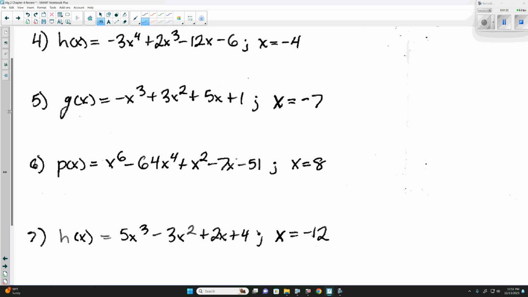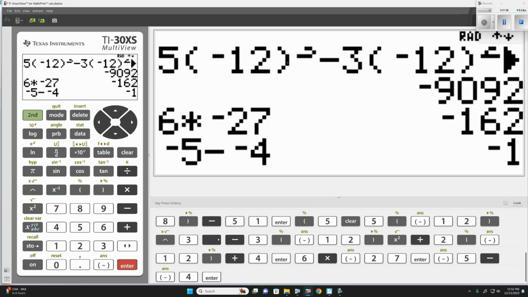4 through 7, evaluate each function for the given value. Which one of these do we want to look at? Number 4, negative 3x to the 4th plus 2x cubed minus 12x minus 6. If we evaluate for a given value, all we're doing is plugging in that value in place of each x and calculating this here. So negative 3 times negative 4 to the 4th plus 2 times negative 4 to the 3rd minus 12 times negative 4 minus 6.